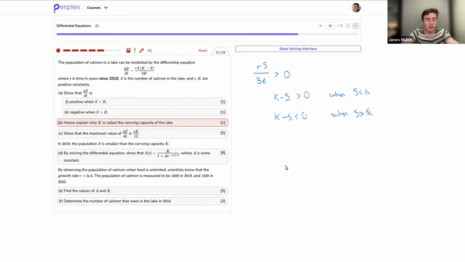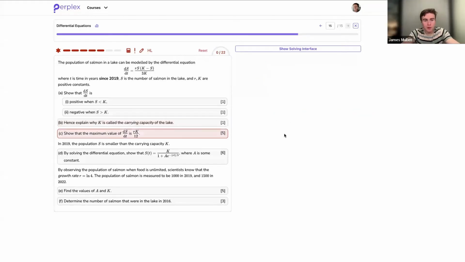population is shrinking. So essentially what you have is a model where the population will always grow up to a maximum of k if it's below k, and will always shrink down to k if it is above k. And so k is the maximum number of salmon the lake can sustainably support, and the population will eventually grow to that maximum if given time to do so.